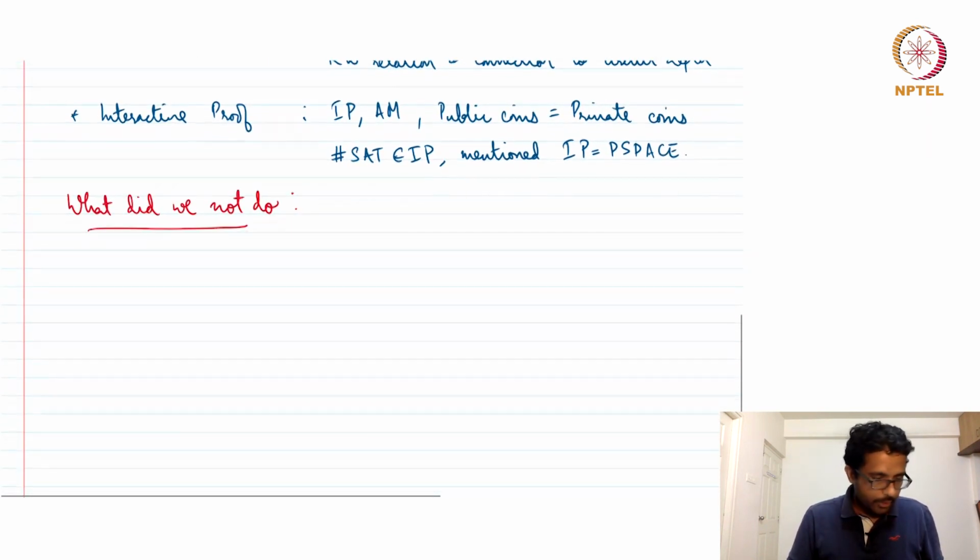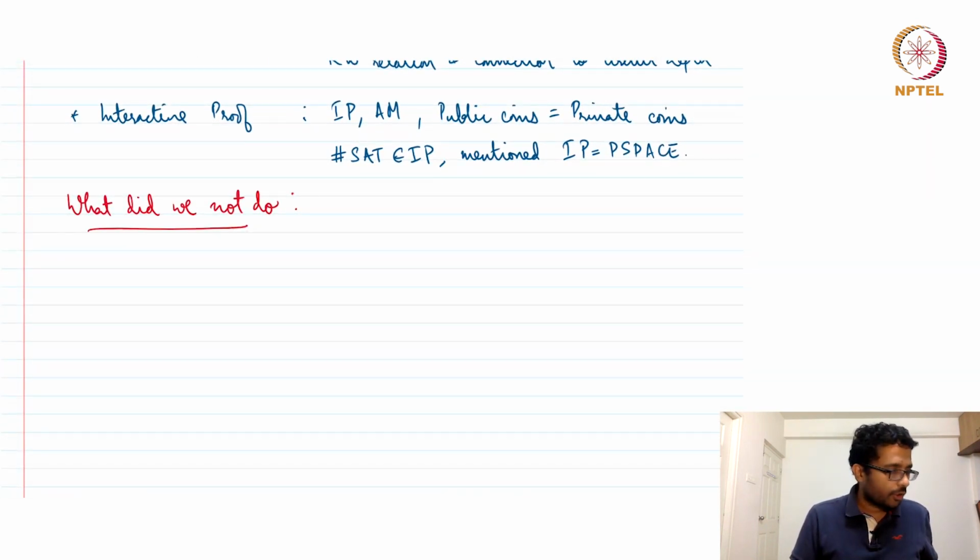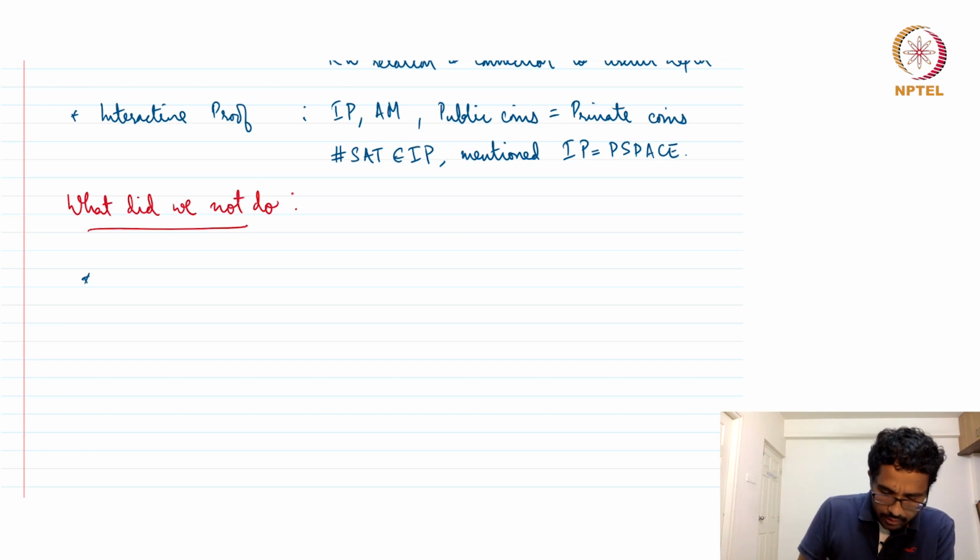So I was just about to come to that. What are the topics that we could not cover? So I'll just list. There are too many topics that we did not cover, so I cannot list everything, but maybe I'll list some of them, right? So one of them is the area of zero knowledge proofs.